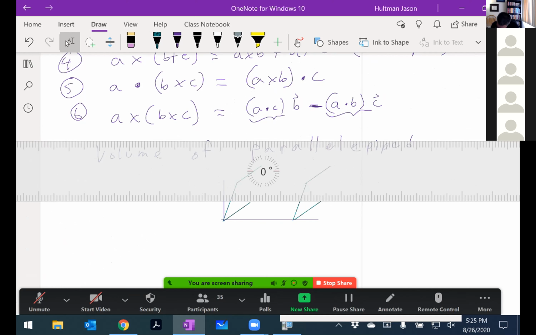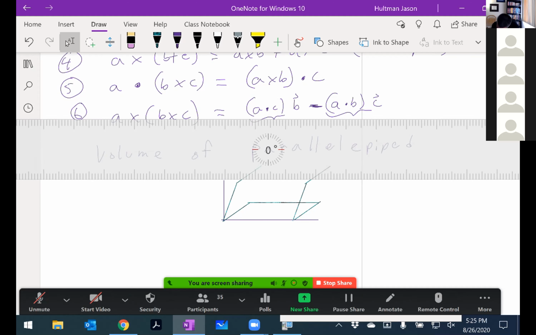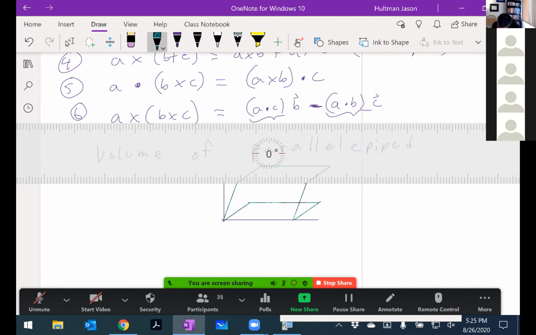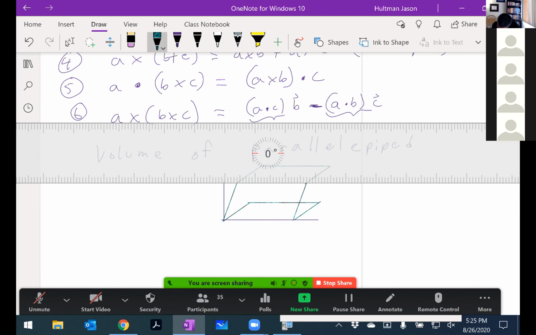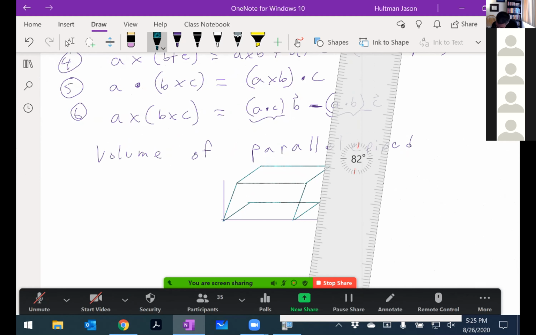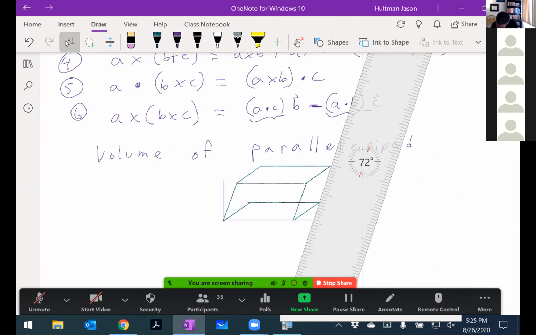I'm going to connect these at 0 degrees. Then I'm going to go up and just connect these, hopefully at 70 degrees.